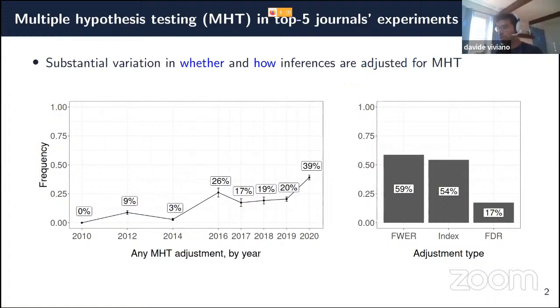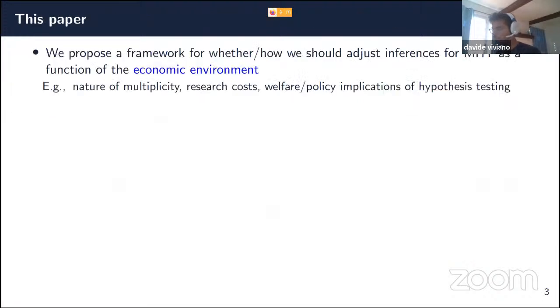Now, the big issue here is that different papers do very different things. If we look across the papers which do adjust inference for multiple hypothesis testing, we observe that some papers adjust by controlling the family-wise error rate, others do some indexing, others do false discovery rate, some of these papers do multiple of these things, and so on. So there is substantial variation in whether and how inference is adjusted for multiple hypothesis testing in applied research.